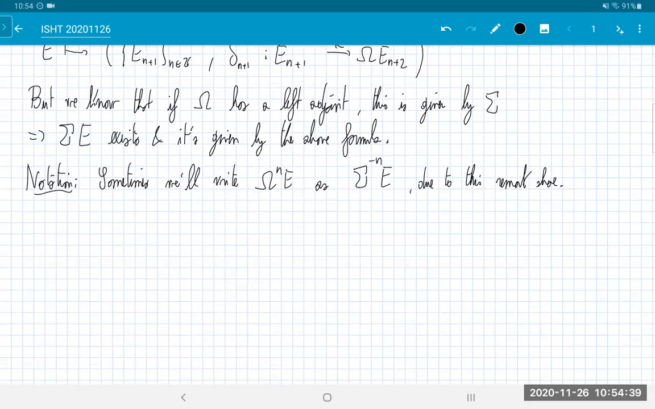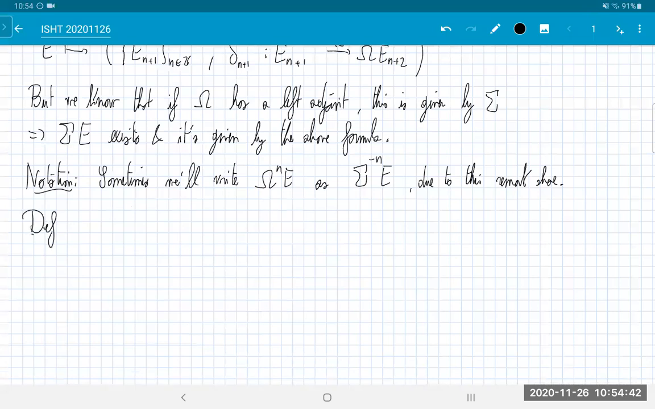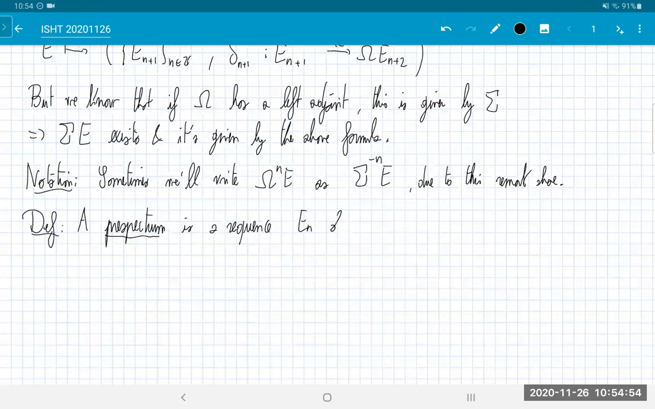Okay, good. Now let me give a definition. A pre-spectrum is a sequence E_n of pointed spaces and maps, you can call them d_n, from sigma E_n to E_{n+1}.